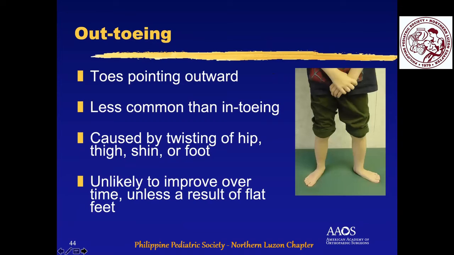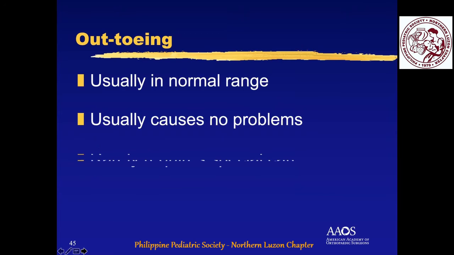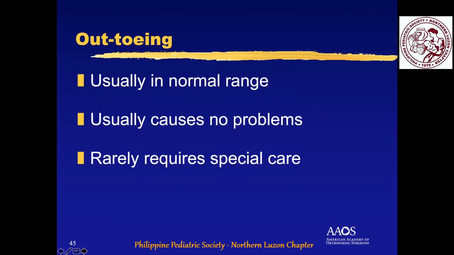So the other side of the deformity is the out-toeing deformity, where the toes are pointed outward. This is less common than in-toeing, and it's usually caused by twisting of the hip, the thigh, the shin, or the foot. And unlike in-toeing, out-toeing is usually unlikely to improve over time. No? So with this, if it's not causing any problems, we don't do anything. But if it's asymmetric, for instance, or it's causing problems, then they may need to undergo what they call a rotation correction procedure. So here we see that again for out-toeing, usually they rarely require special care.